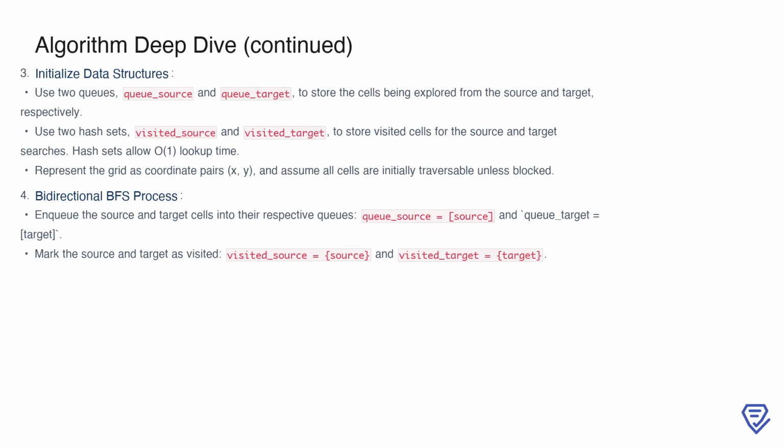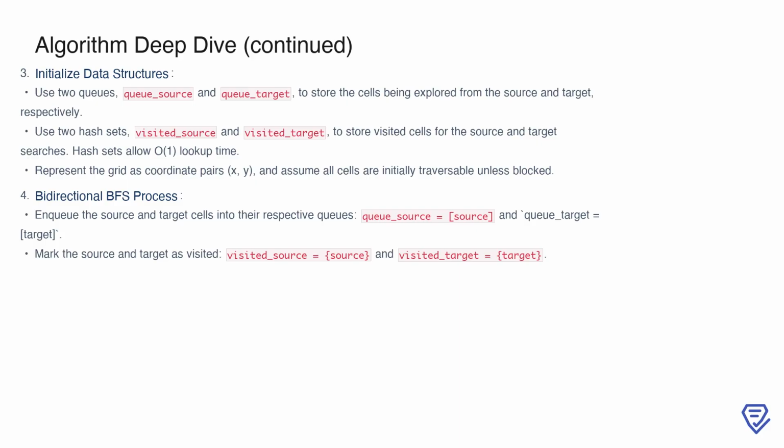To implement bidirectional BFS, we first need to set up the right data structures. Specifically, we use two queues, one for exploring the grid from the source cell, and another for exploring from the target cell. These queues, named Q_source and Q_target, will hold the cells currently being processed during the search. Alongside the queues, we maintain two hash sets, visited_source and visited_target, to keep track of cells that have already been visited by their respective searches. This prevents redundant exploration and ensures efficient lookup times.